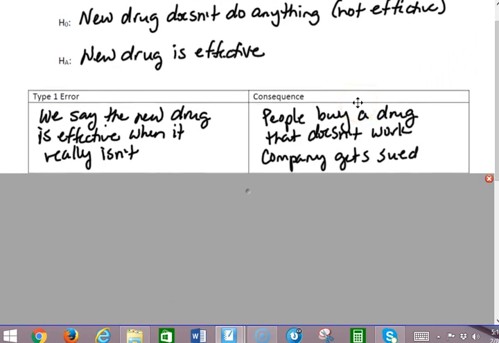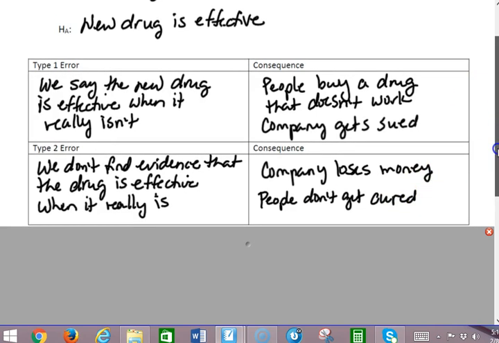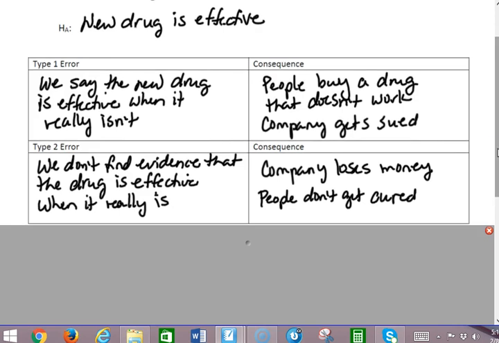Remember, the type 2 error is failing to reject the null hypothesis when it's really false. So we don't find evidence that the new drug is effective. We think the new drug doesn't do anything at all. We don't find evidence of its effect, when it really is effective. So in this case, the company loses money on a possible new drug that they could be selling. People lose out on a possible new cure.